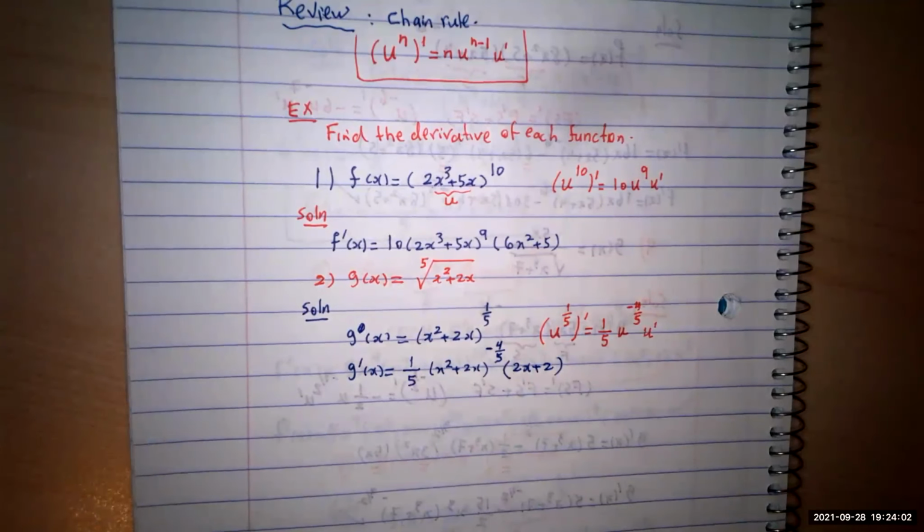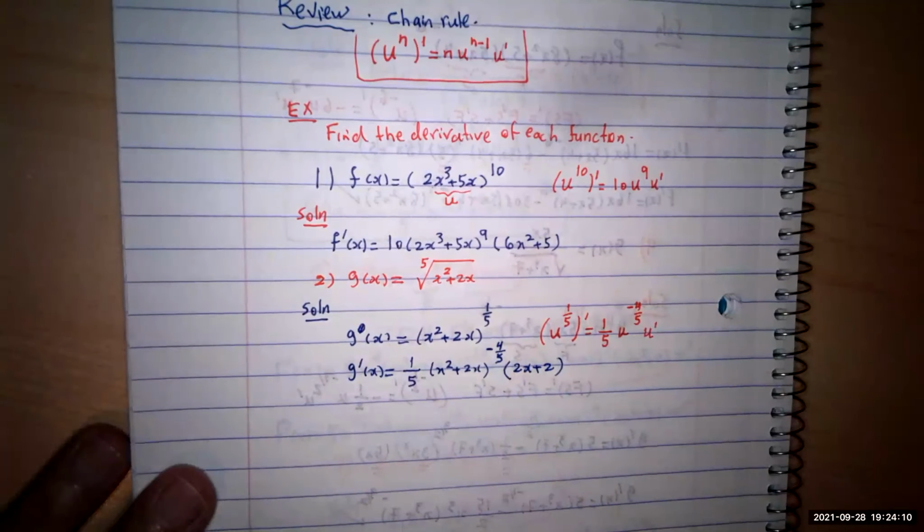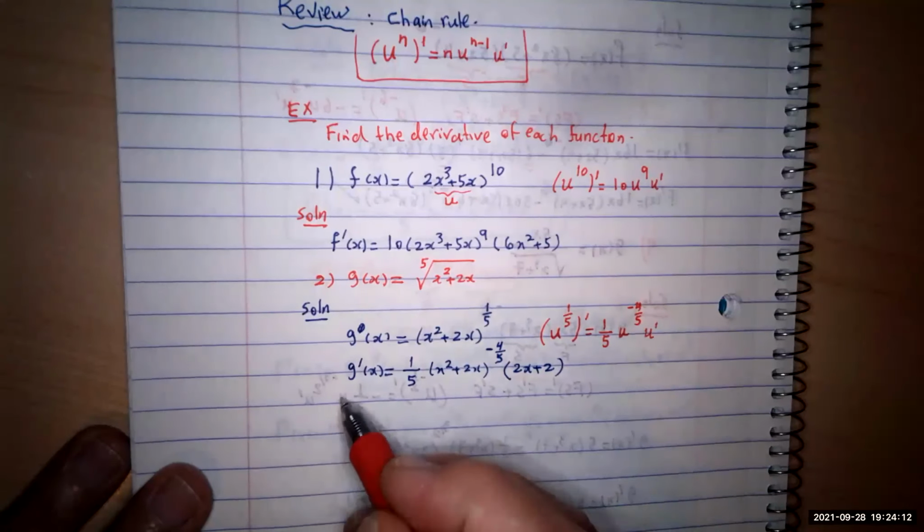See, very nice formula. Any question? So that's case 2. Case 3 is going to be if you have a product of the function and the chain rule, okay? So I'll give you another one.